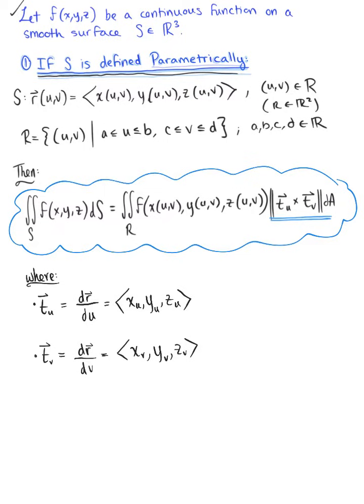And so using our knowledge of the cross product, we know that if these two vectors are tangent to our surface, they're parallel to the surface. And so we can define a normal vector here as the cross product of these two tangent vectors.